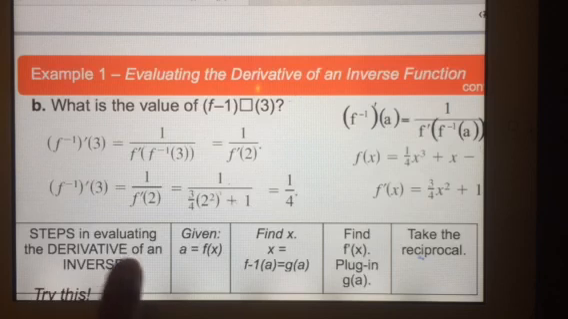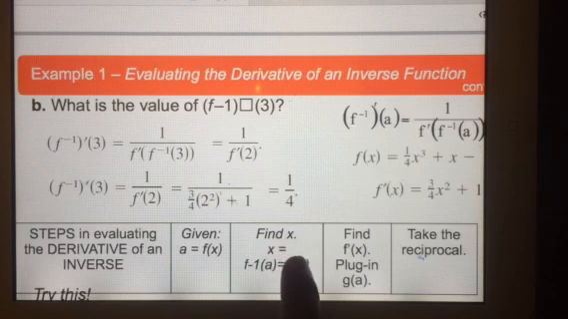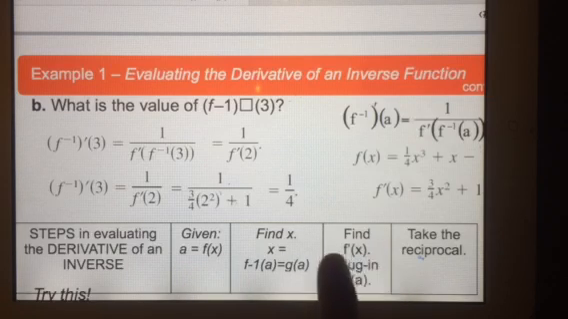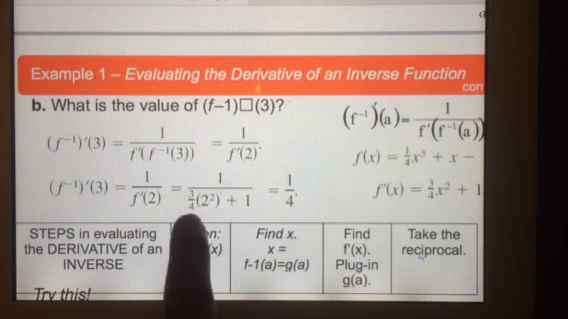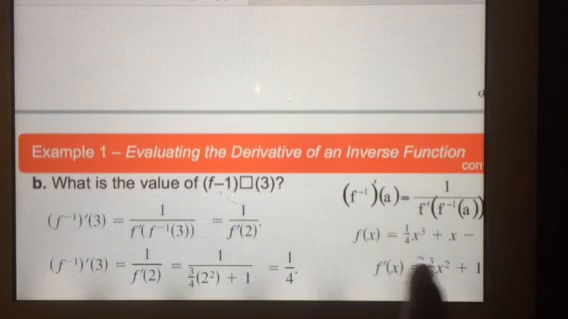What we have here are the steps that we just took in evaluating the derivative of an inverse function. So you're given a value of a. We find x when f is equal to a. And then we find the derivative, plug in that value, and then take the reciprocal. Or you can just simply follow the formula right here.